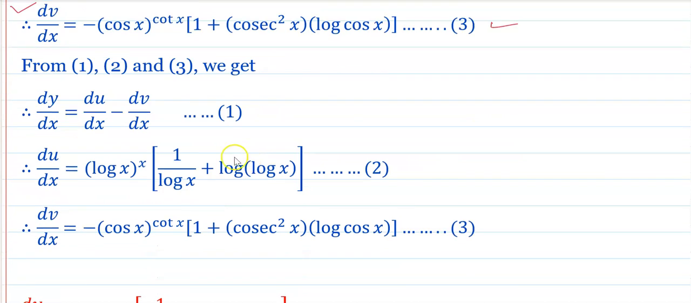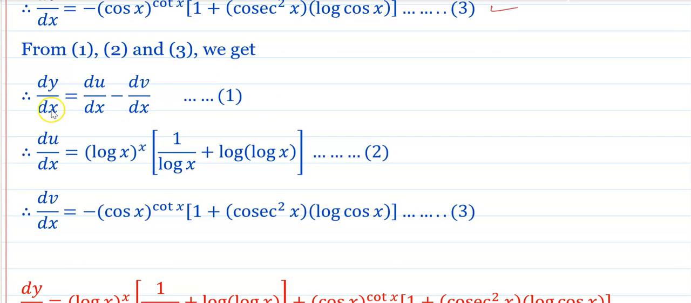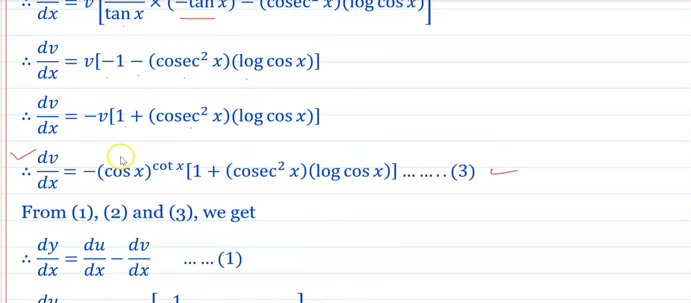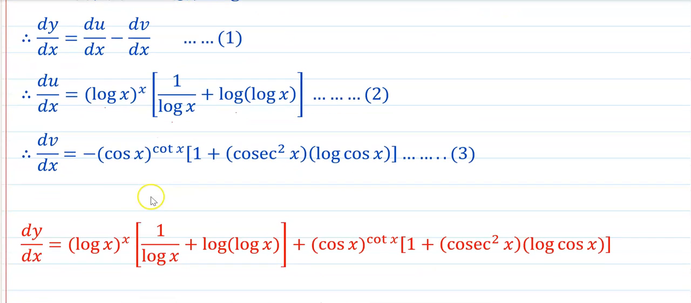Now from 1 to 3, what is the 1? dy by dx is equals to du by dx minus dv by dx. What is the du by dx? Log of x bracket is to x in bracket 1 upon log x plus log of log x. This is du by dx. dv by dx, we have just calculated here. This is the dv by dx, and hence substitute these values in this equation.